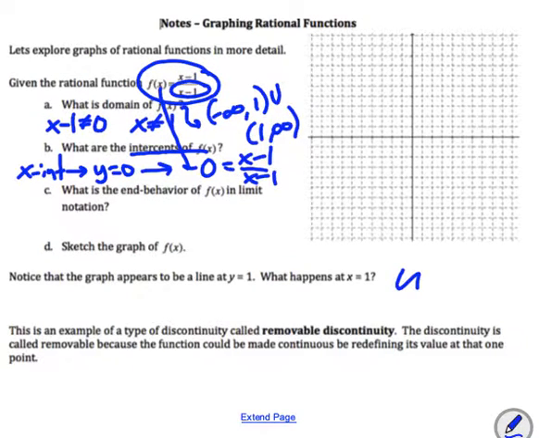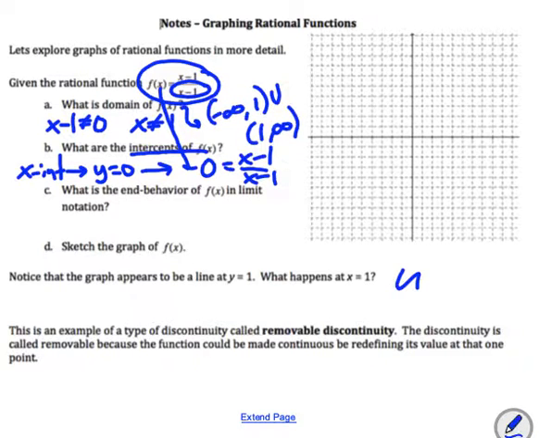And of course, x minus 1 divided by x minus 1 is never going to equal 0. We already know that it equals 1, so that is just a ridiculous statement. So for that reason, this one does not actually have an x-intercept. Okay, so this one has no x-intercept.